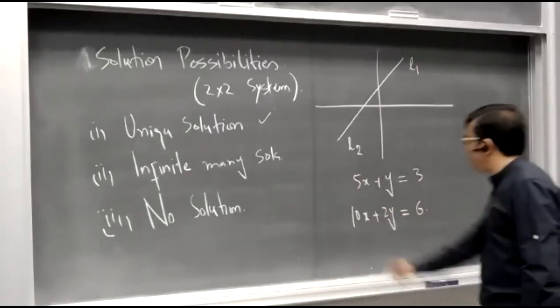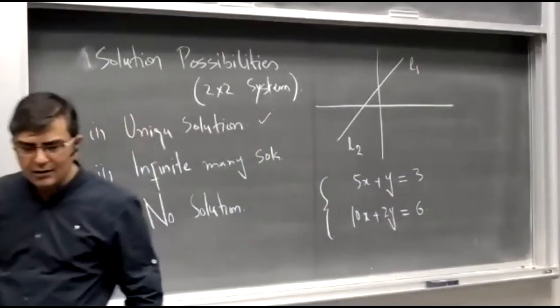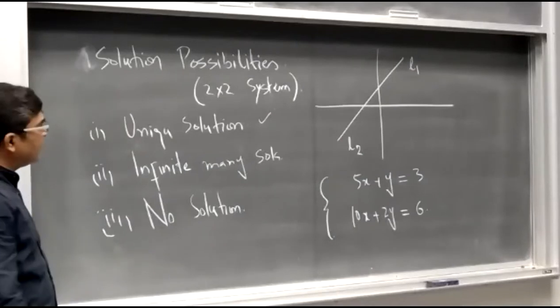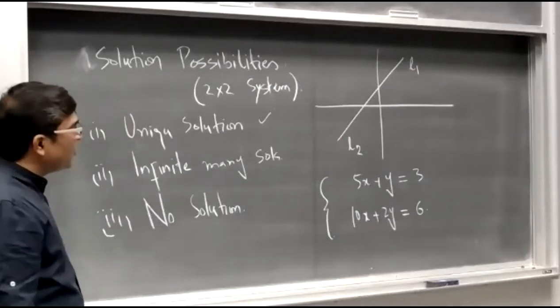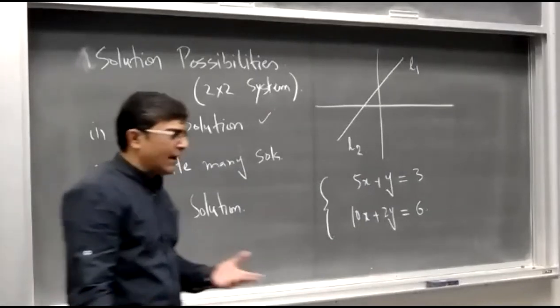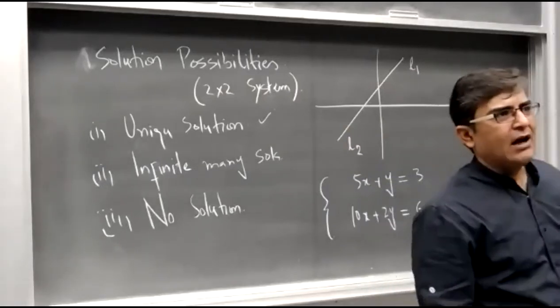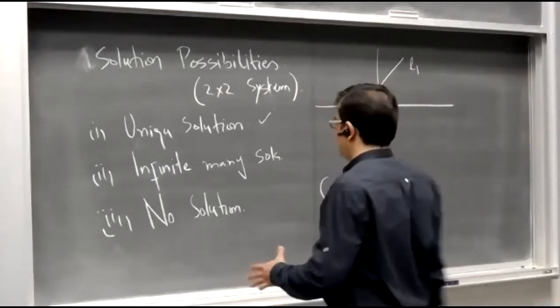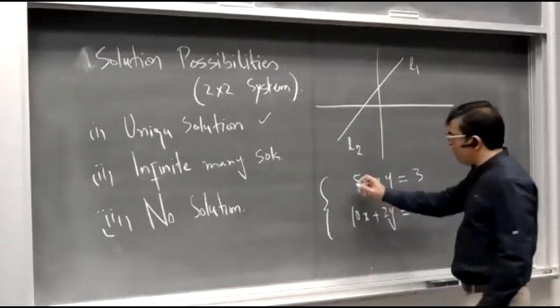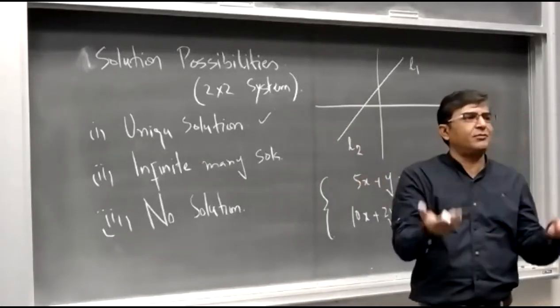Now we have a 2x2 system again, but if you look closely, you can notice that the second equation is just a multiple of the first equation. If we multiply the first equation by 2, we get the second equation. Now, if you try to solve this by multiplying this equation by 2 using the elimination method, okay?